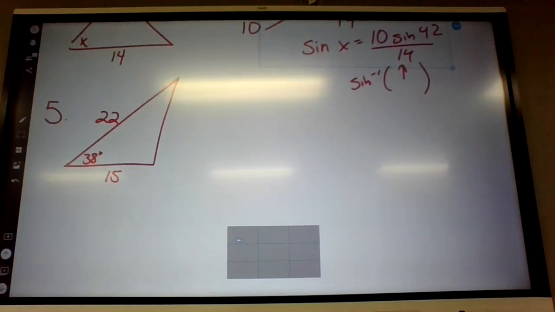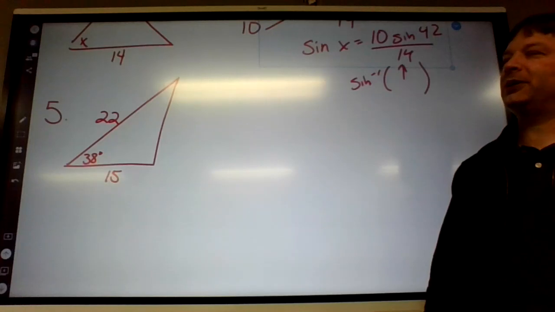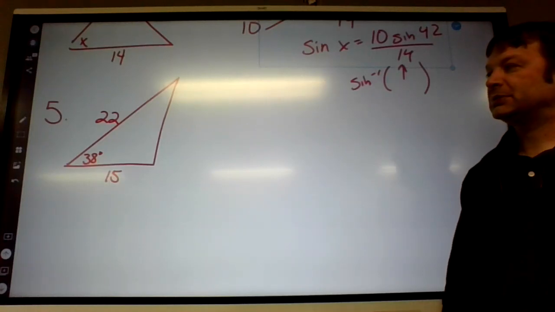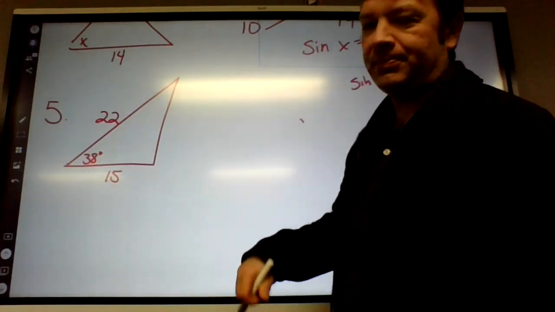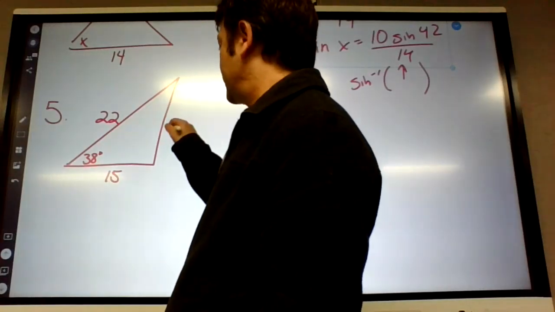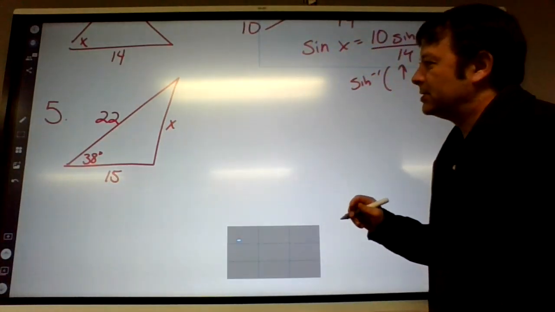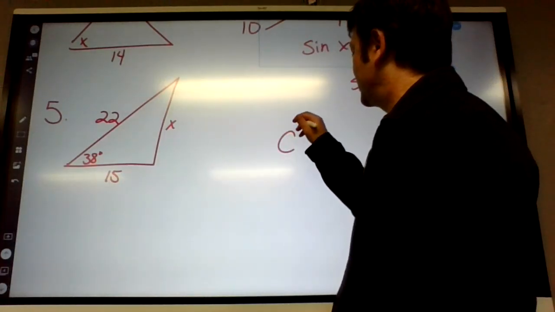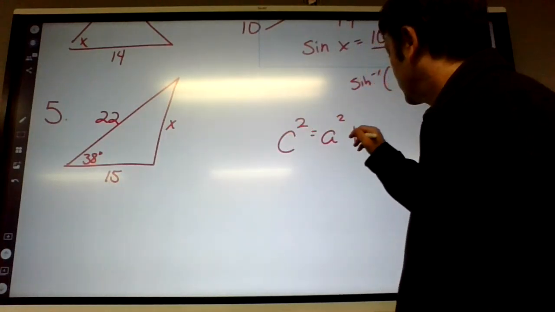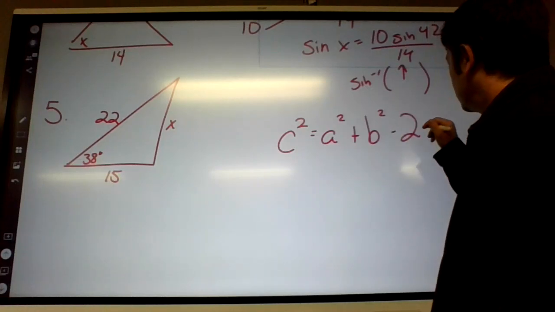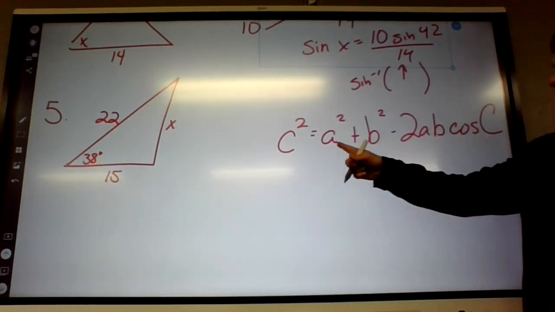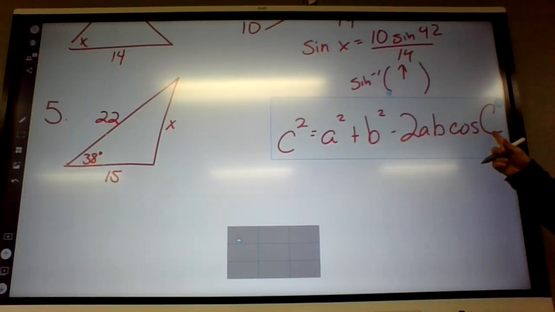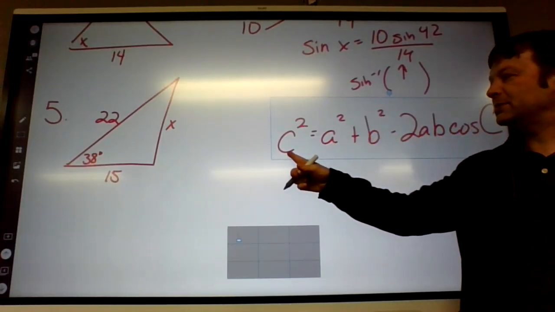Alright. On 5, what do we have? Side and angle. Side, angle, side. So this time we have to use the law of cosines. Oh, I didn't put my x down. They want us to find this one. So we're looking for the side. Now this is side angle side because these are the two sides and this is the angle between them. This is the missing side.